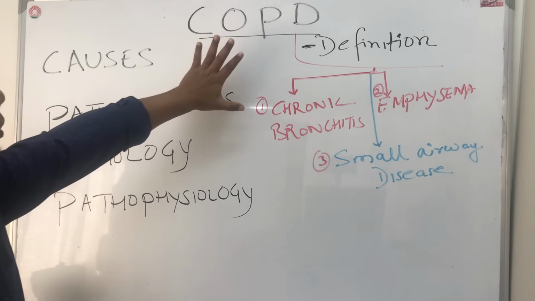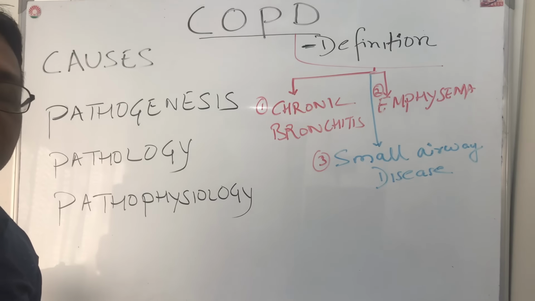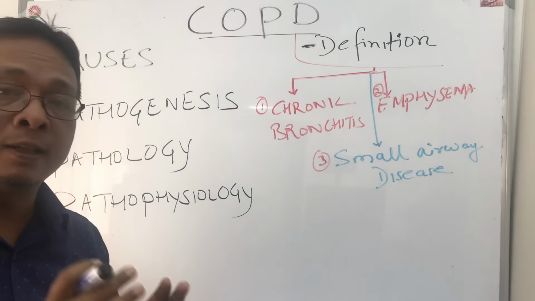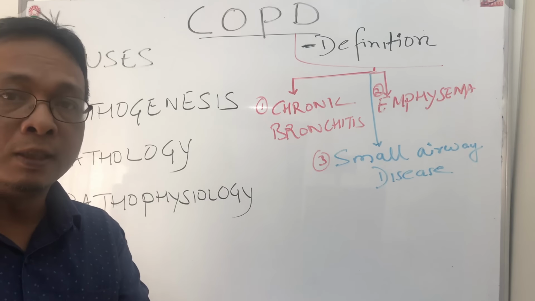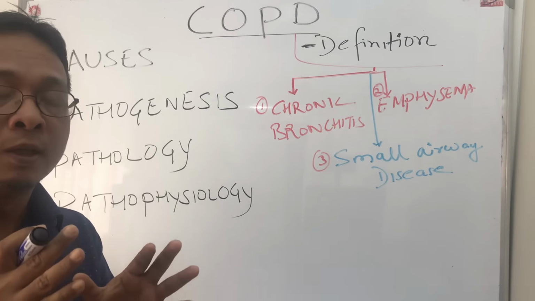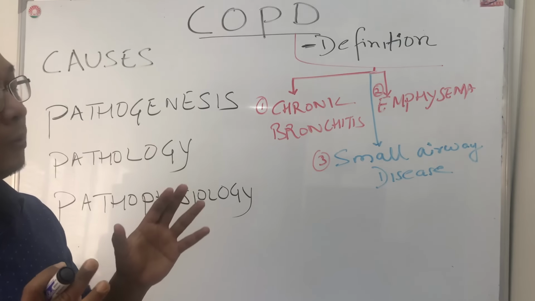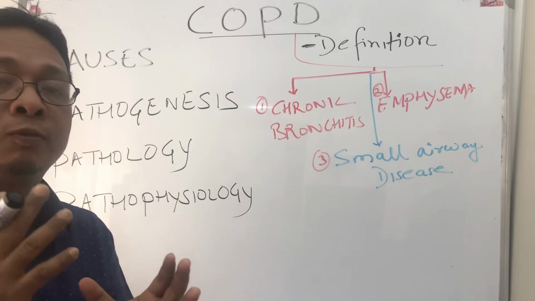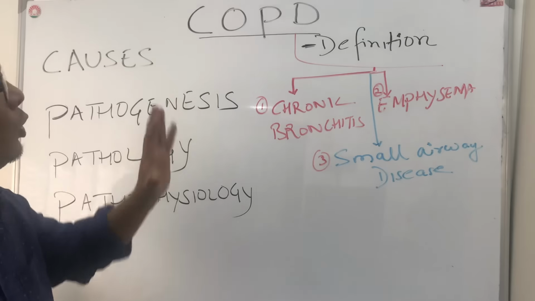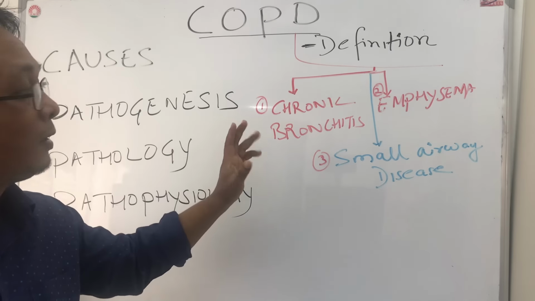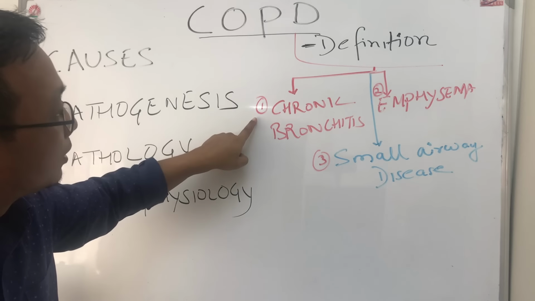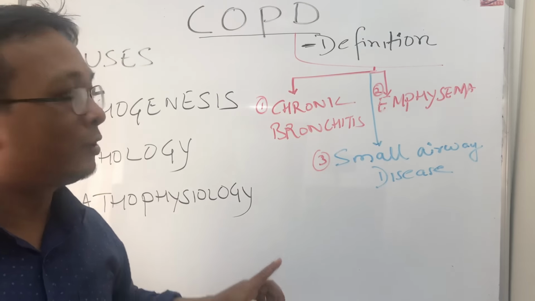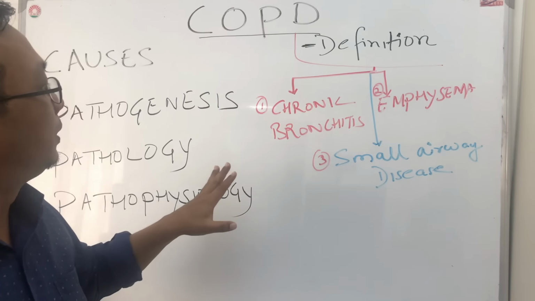So COPD, first we'll write about the definition of how you define COPD. It is a chronic obstructive pulmonary disease, and it has an airflow limitation which is irreversible, or you can say not fully reversible. When there is an airflow obstruction or limitation which is not fully reversible, then we call it COPD, and we divide it into three types. Remember, one is chronic bronchitis, second is emphysema, and third is small airway disease. These are the three different branches of COPD.